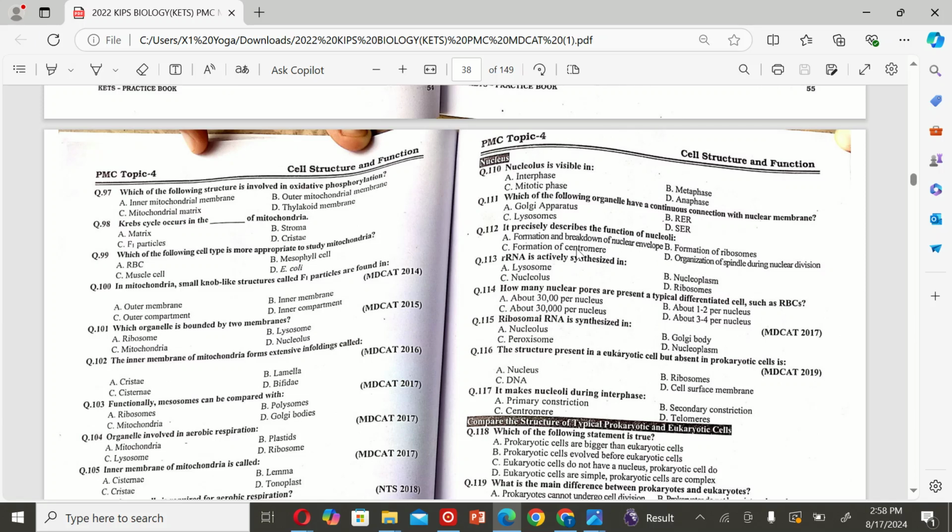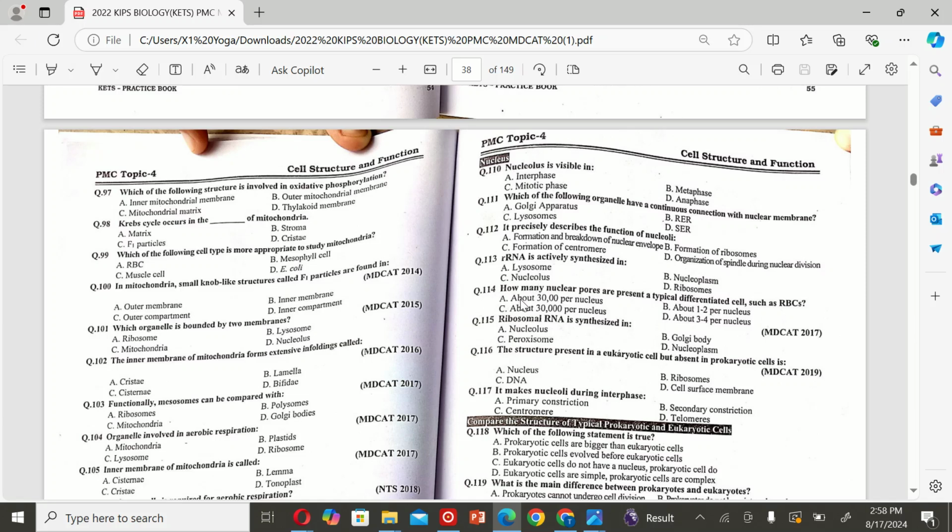The next MCQ is: which precisely describes the function of nucleolus? A. Formation and breakdown of nuclear envelope, B. Formation of ribosomes, C. Formation of centromere, and D. Organizing of spindle during nuclear division. So the correct option is B. Formation of ribosome. The next MCQ is: rRNA is actively synthesized in A. Lysosome, B. Nucleoplasm, C. Nucleolus, and D. Ribosome. So the correct option is C.